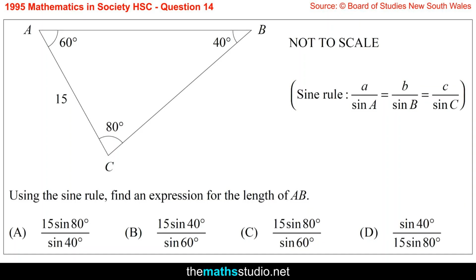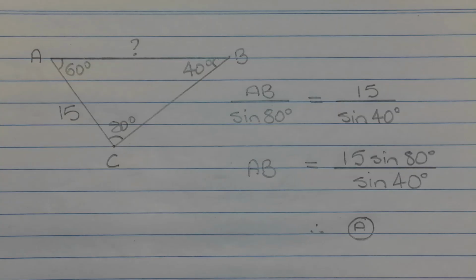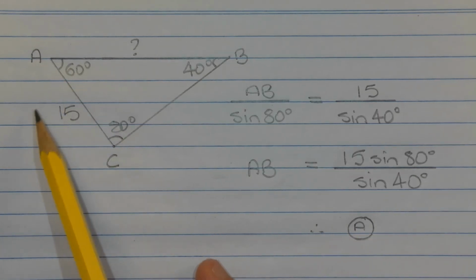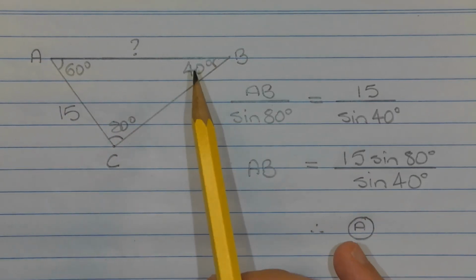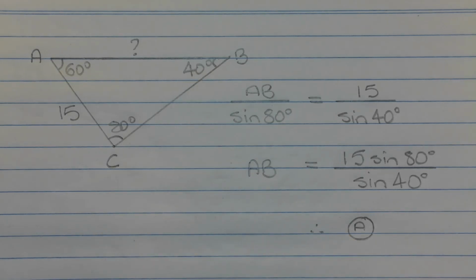Question 14. Using the sine rule, find an expression for the length of AB. The sine rule is based on equating side angle pairs. Now in this triangle, the first side angle pair where the side is known and its opposing angle is known is side AC, which has length 15, and its opposing angle, angle ABC, which has angle size of 40 degrees.